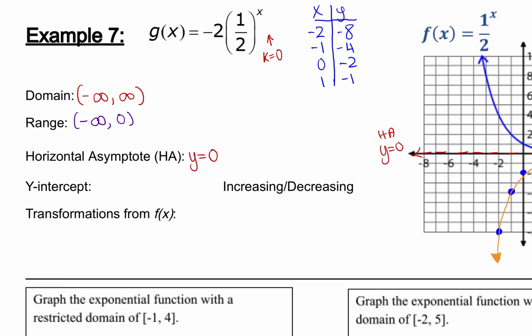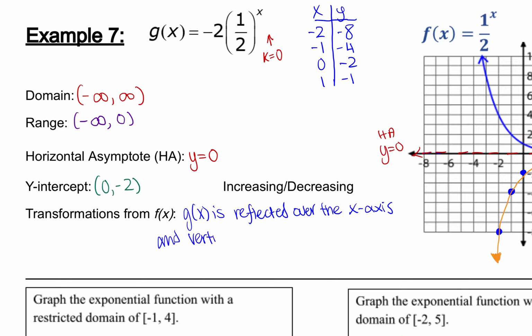The y-intercept for this one is going to be located at 0, comma, -2. And for the transformation, I am going to indicate that g of x is reflected over or across the x-axis and vertically stretched or expanded, your choice. We're going to say stretched by 2.